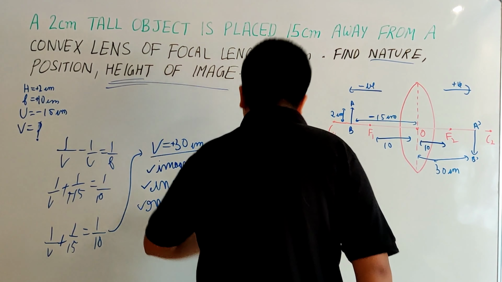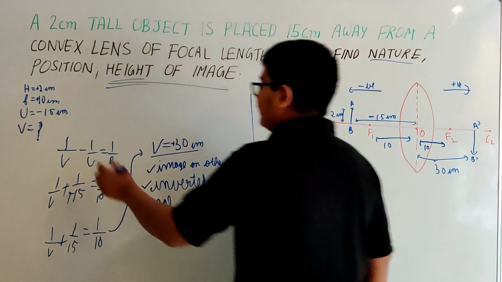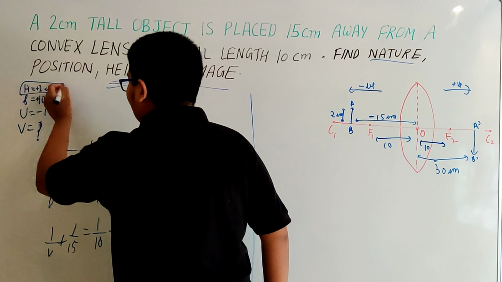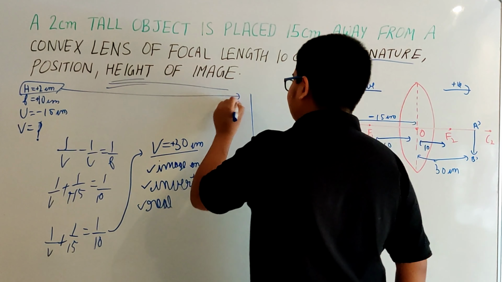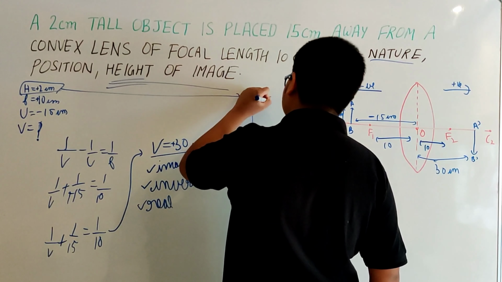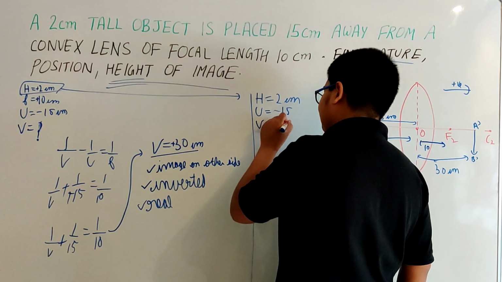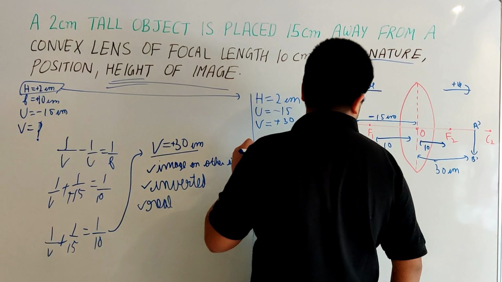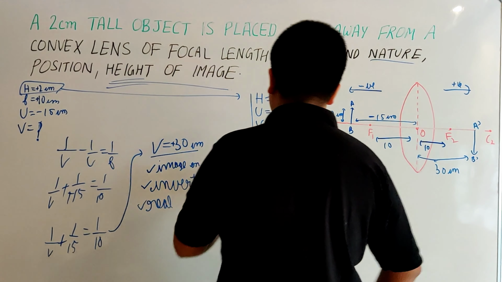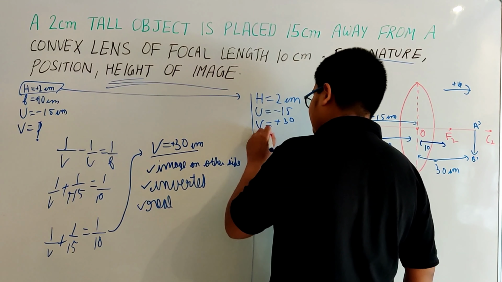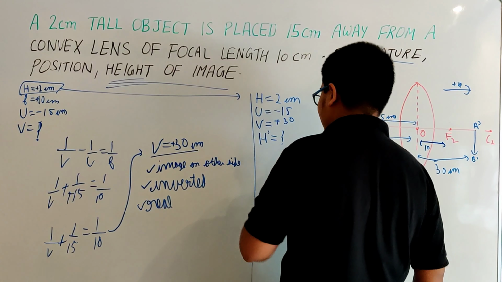So let's apply the magnification formula. Now here we are already given the height of the object, that is 2 centimeter, and we also know the value of u, that is minus 15, and we also know the value of v, that is plus 30. What we have to find is the height of the image. So basically we have to find h dash. H dash is nothing but the height of the image.